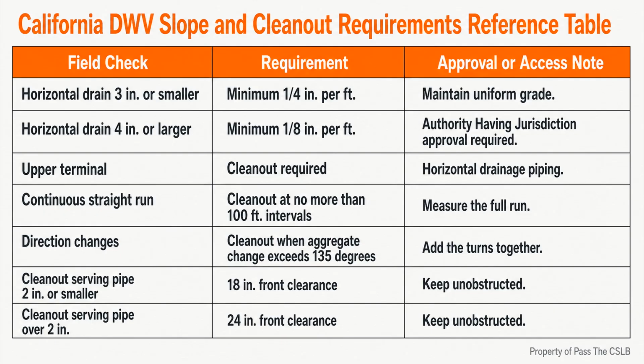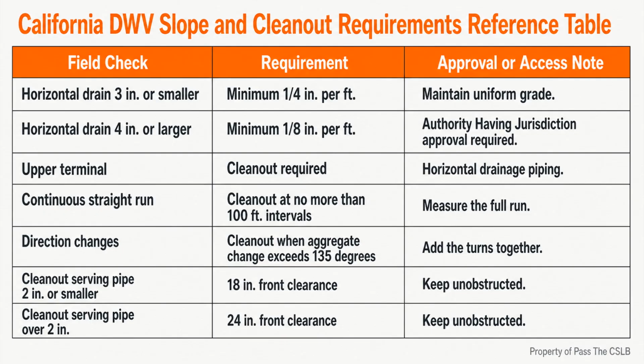A drainage system also has to remain serviceable after the building is finished. Cleanouts are capped access points that allow a plumber to enter the line with cleaning equipment. According to the California Plumbing Code material in the report, a cleanout is required at the upper terminal of horizontal drainage piping, at intervals not exceeding 100 feet on a continuous horizontal run, and where aggregate changes in direction exceed 135 degrees. The phrase aggregate change matters.